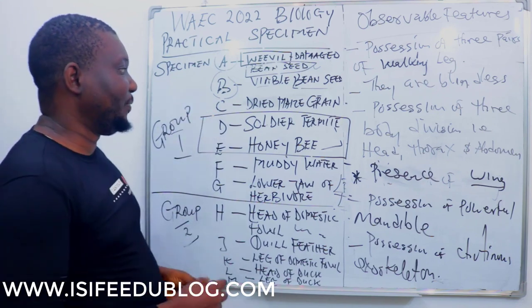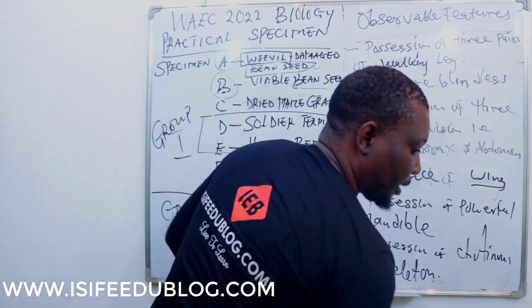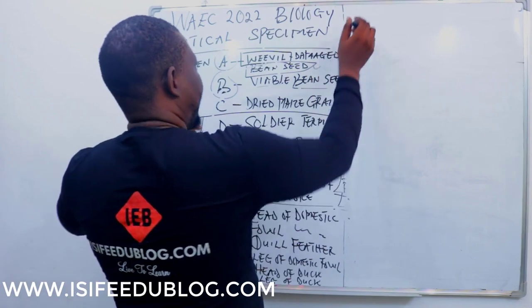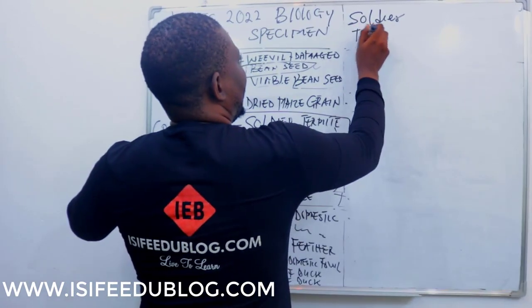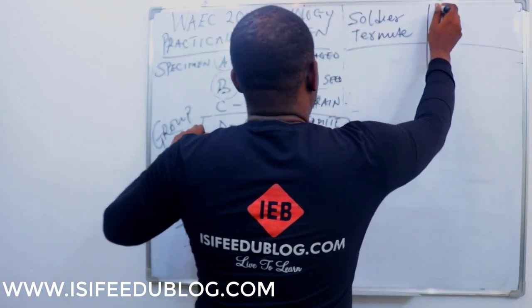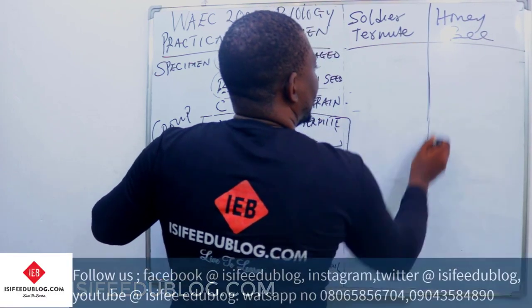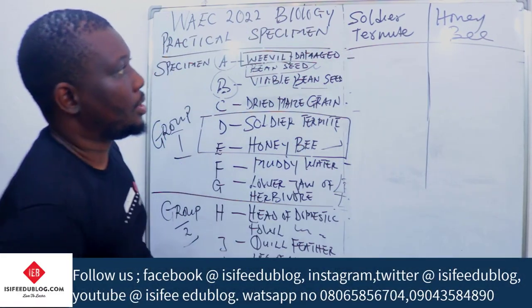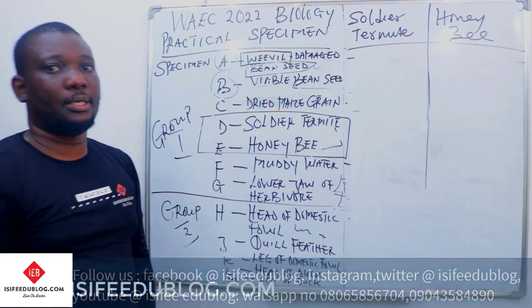Okay, let's look at the differences between soldier termite and honeybee quickly. Under the differences, it should be tabulated. On this hand, we have soldier termite. On this side, we have honeybee. Differences, one. Okay, let me start first with the structural differences.